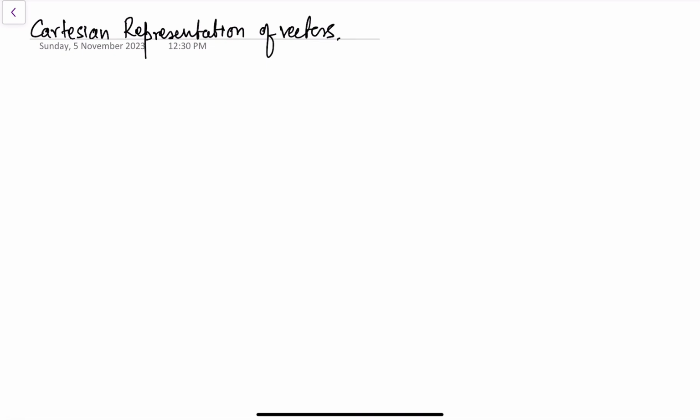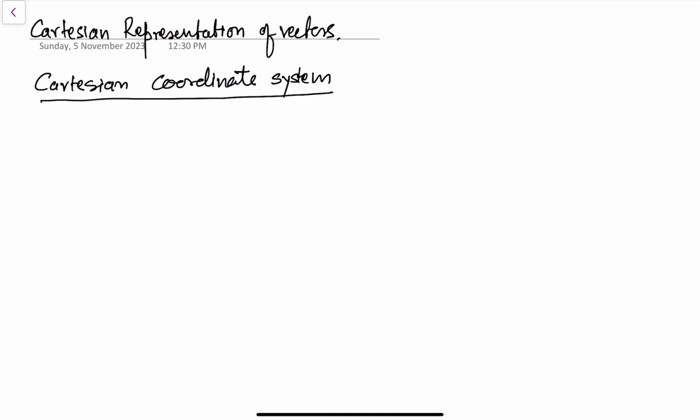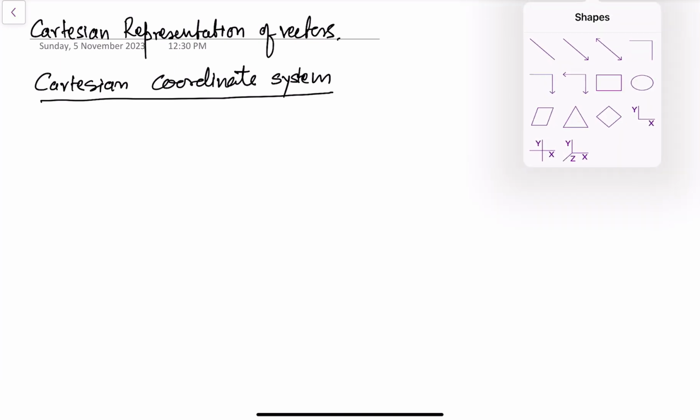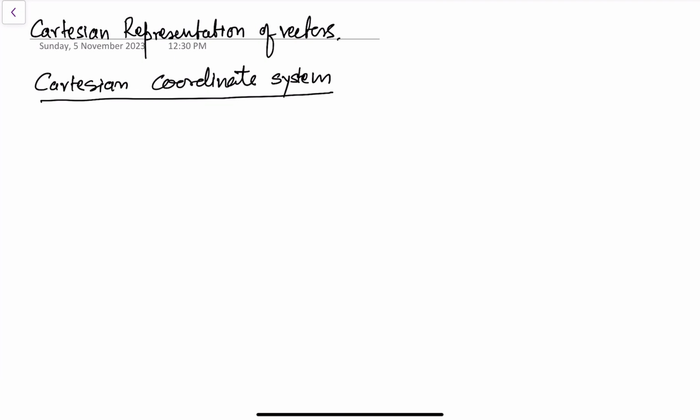Today we will learn Cartesian representation of vectors. Now what is Cartesian representation? So we are already familiar with Cartesian coordinate system. What is a Cartesian coordinate system? In the Cartesian coordinate system we have two axes. We have x-axis and we have y-axis.